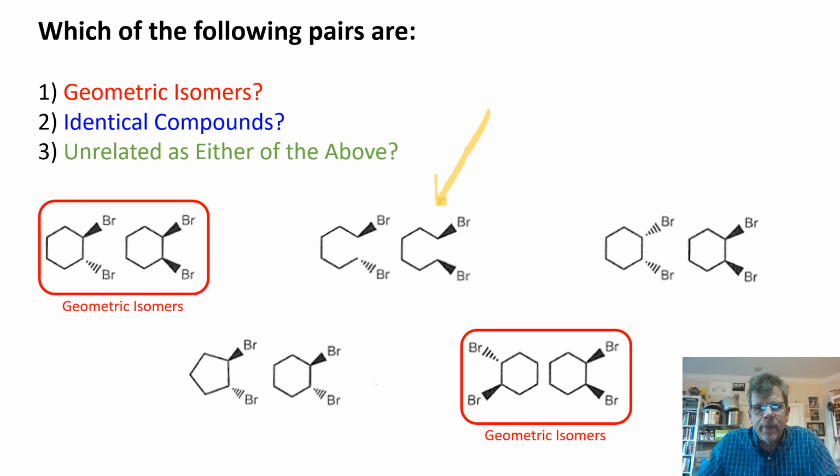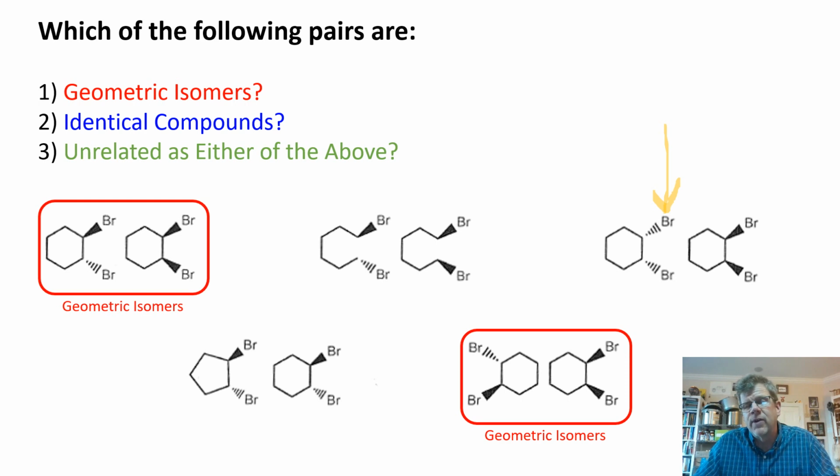This is an interesting pair, because essentially these are not rings. This is a linear compound, and so I've drawn these dashes and wedges, which I can, but they're really pointless, because in so doing, if I look at one of these, I can rotate around one of these carbon-carbon single bonds, since it's not in a cycle anymore, and immediately I'll just rotate that up into this.